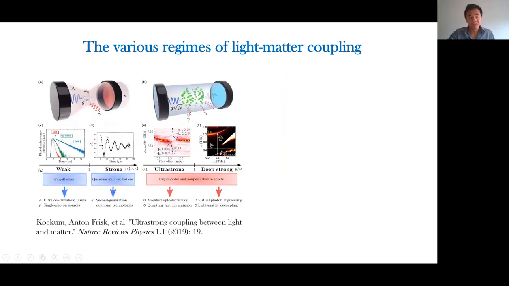Okay, so this is a sizable fraction of the optical gap, and we're in the ultra strong coupling regime. This is a review that was written not by me, but by others in the community, of the different versions of light matter coupling: weak, strong, ultra strong, and deep strong light matter coupling that most of you are familiar with.